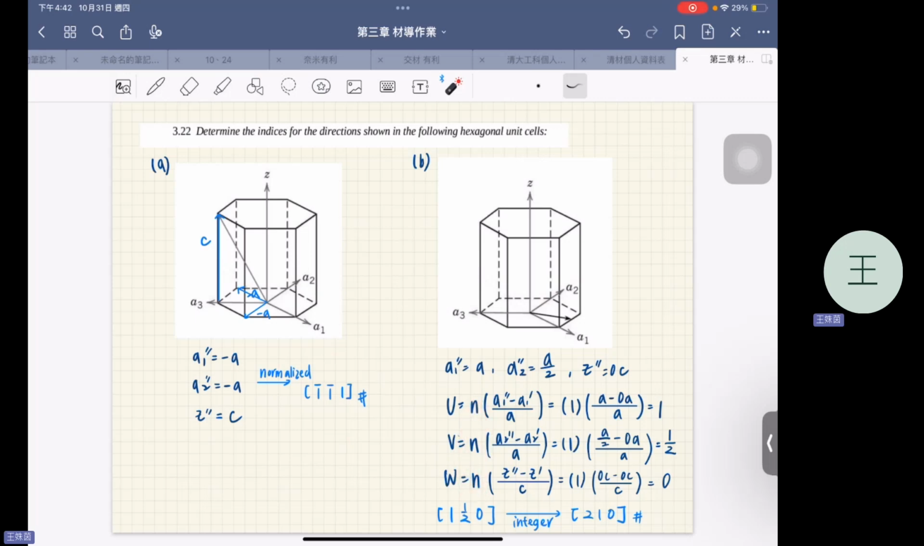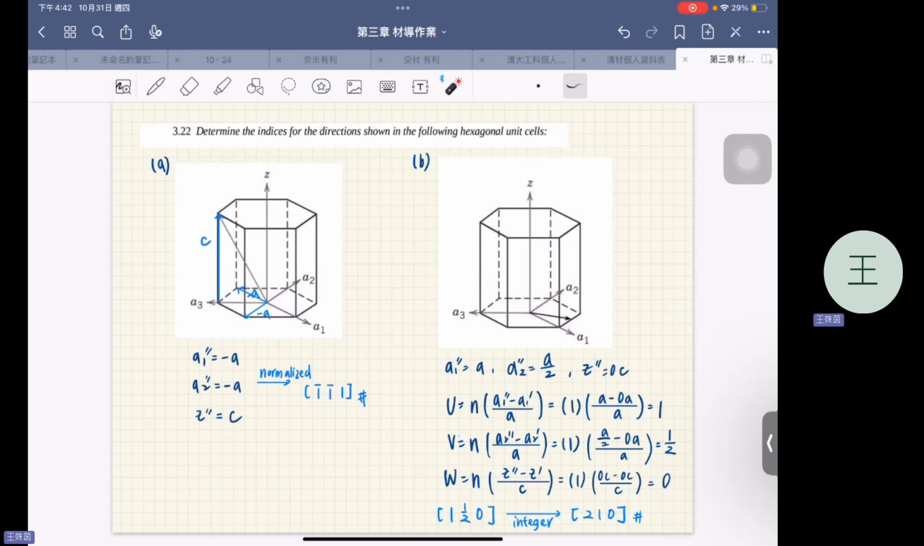terms, and then we take a minus 0a because it starts from the origin. Okay, a minus 0a divided by a. This is the normalization that we'll do. And also the same for v is a divided by 2 minus 0a because it starts from the origin, divided by a. So we can get 1.5. And then for w, it's just 0 because there's nothing happening on the z-axis. So we can get the answer of 1, 1.5, 0.